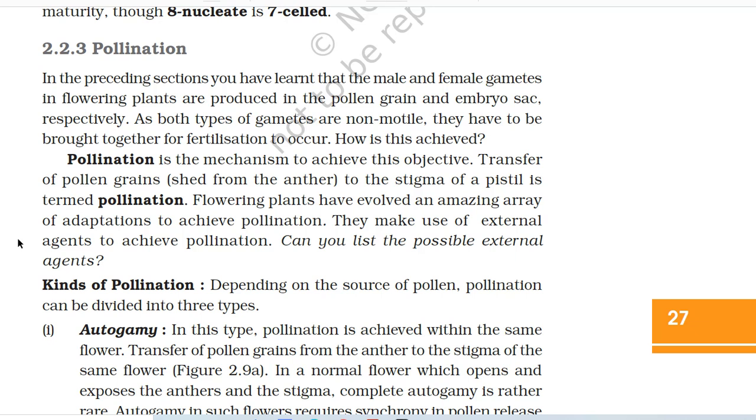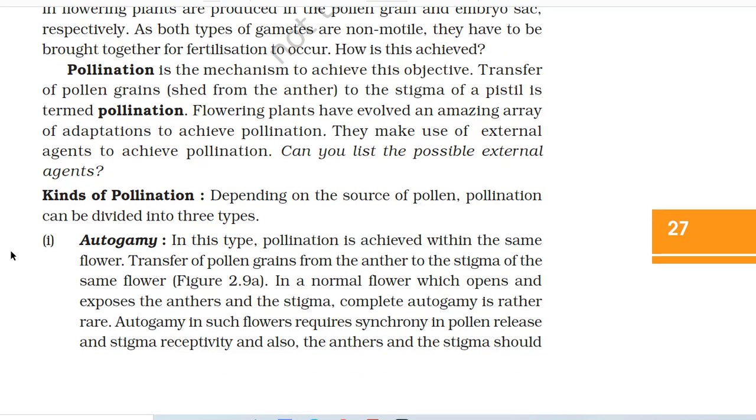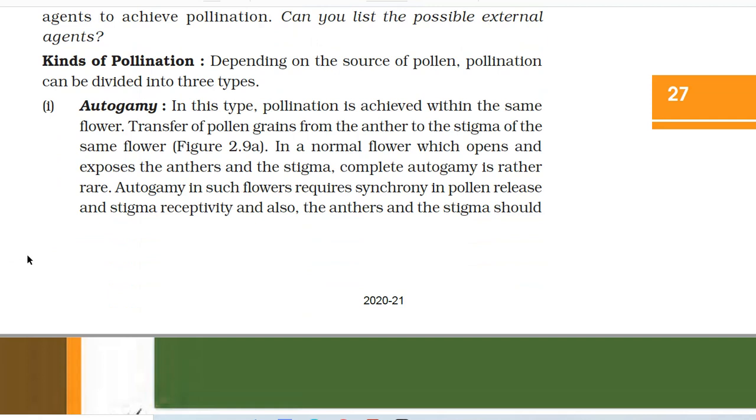Transfer of pollen grains (shade) from the anther to the stigma of a pistil is termed pollination. Flowering plants have evolved an amazing array of adaptations to achieve pollination. They make use of external agents to achieve pollination. Can you list the possible external agents? Kinds of pollination. Depending on the source of pollen, pollination can be divided into 3 types.